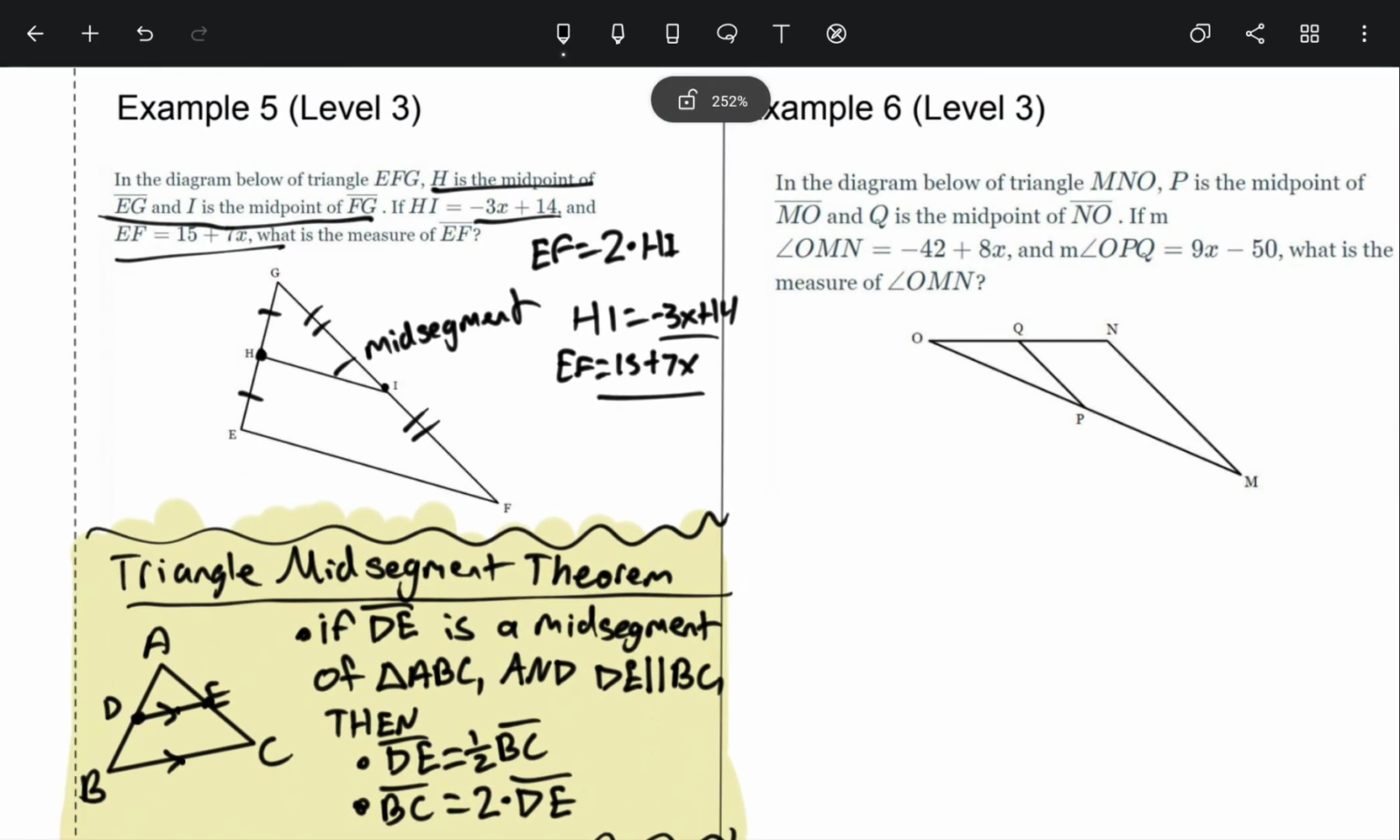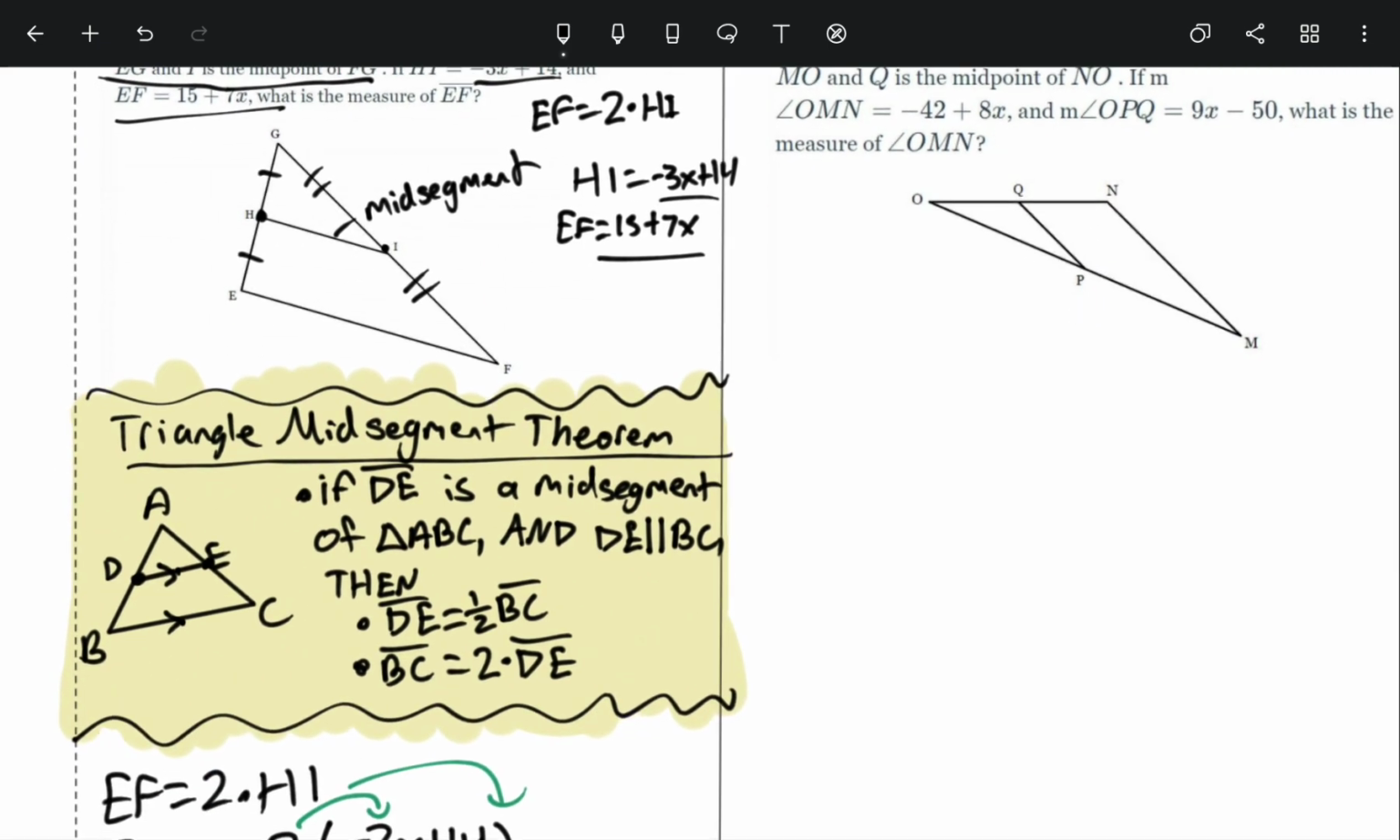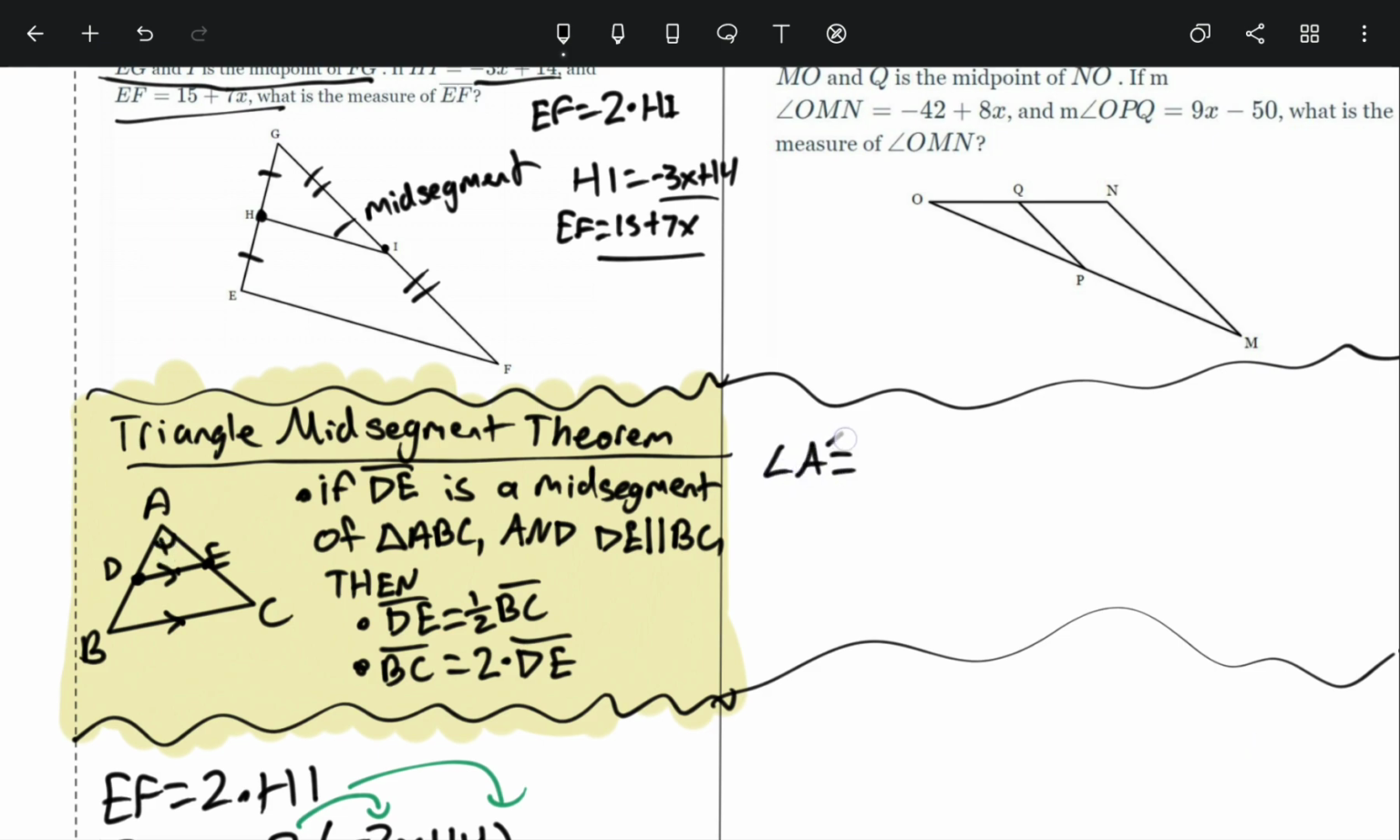Now for this problem here, we have another little bit to the triangle mid-segment theorem. So another thing that the theorem tells us is that angle A is going to be congruent with angle A. So this top angle is congruent to itself.